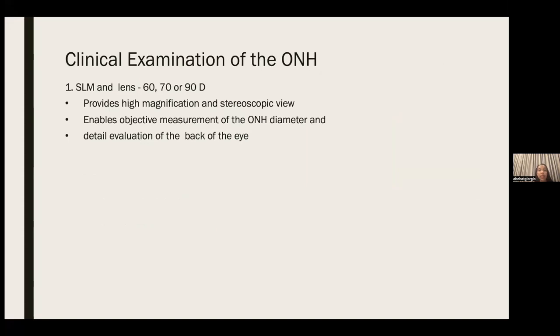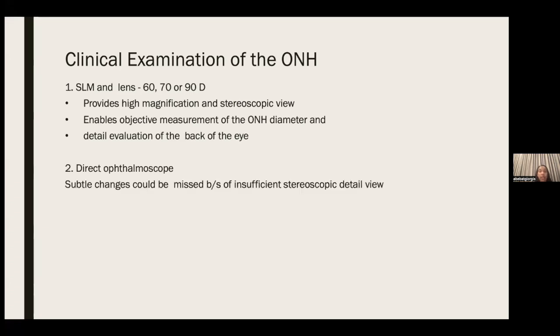Clinical examination of the optic nerve head using the slit lamp and lenses like 60, 70, or 90 diopters. This is the standard one because it provides high magnification and stereoscopic view, and it enables objective assessment of the optic nerve diameter, and also enables detailed evaluation of the back of the eye.